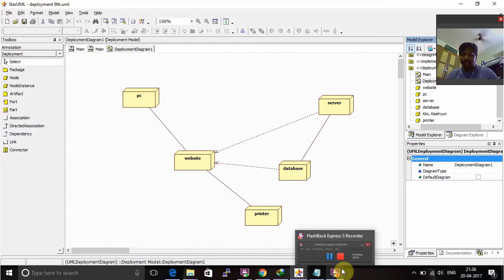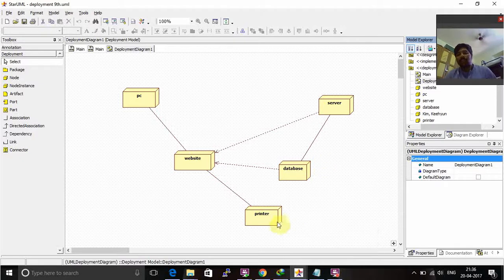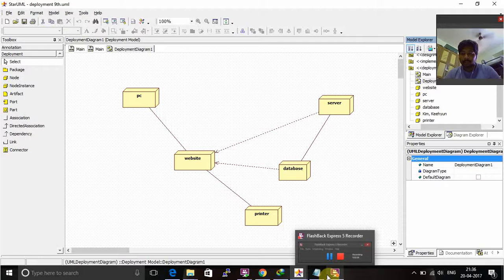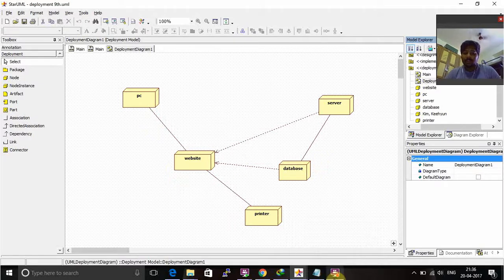The database stores the data, and the printer here is the hardware used to print out the ticket. So this is my deployment diagram, and this is my ninth exercise.